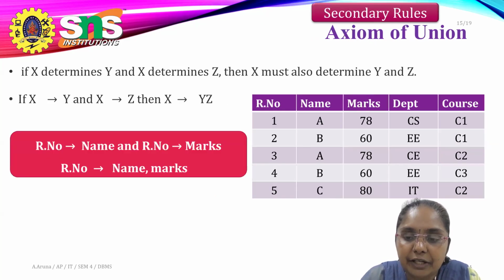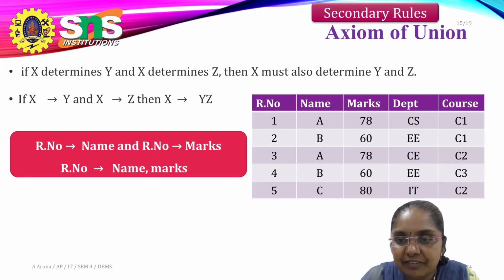So these are the primary rules. By using the primary rules, we're going to generate the secondary rules. In the secondary rules, the first is union. We are well acquainted with union. Union is nothing but combining all the components, joining together the elements present in both tables. The same thing follows here. If X determines Y and X determines Z, since the LHS is the same on both, I can write X determines YZ. The RHS components are joined together.